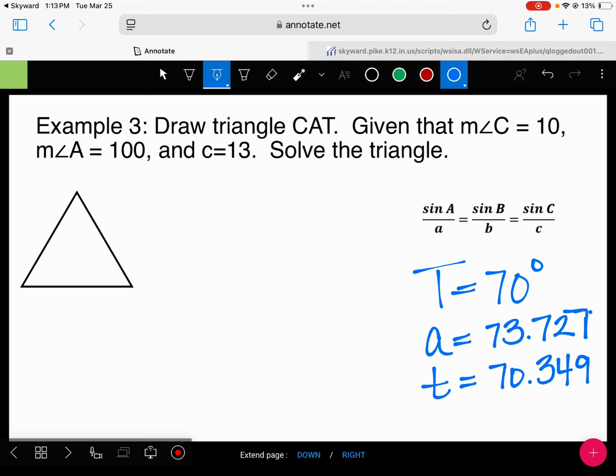But you don't know this side though. You don't know, so you can't use the 70 and the 13. It's 70, 23, 49. What goes with the 13? What's opposite of the 13? Looks good.